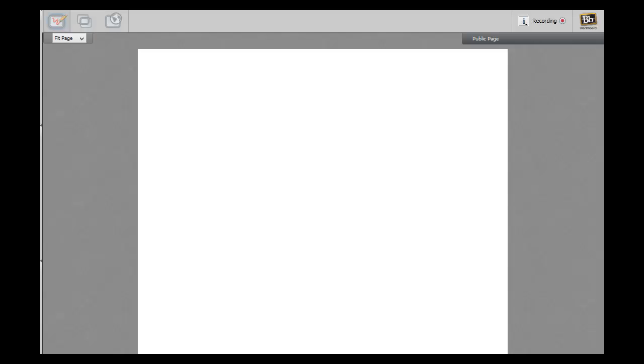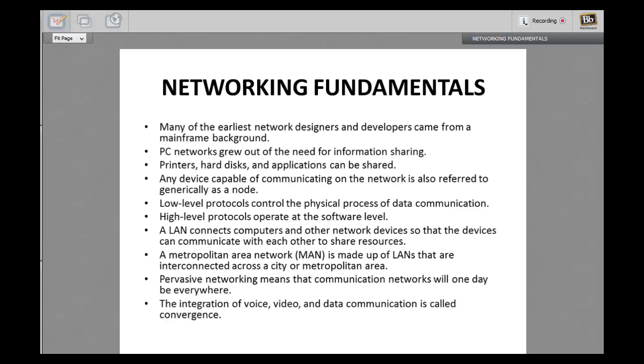Okay, so as you can see, this course is kind of a simple course. It gives the basic knowledge in networking. So as the textbook name says, basics of networking. So let's start with networking fundamentals, which is our first chapter. Many of the earliest network designers and developers came from the mainframe background.